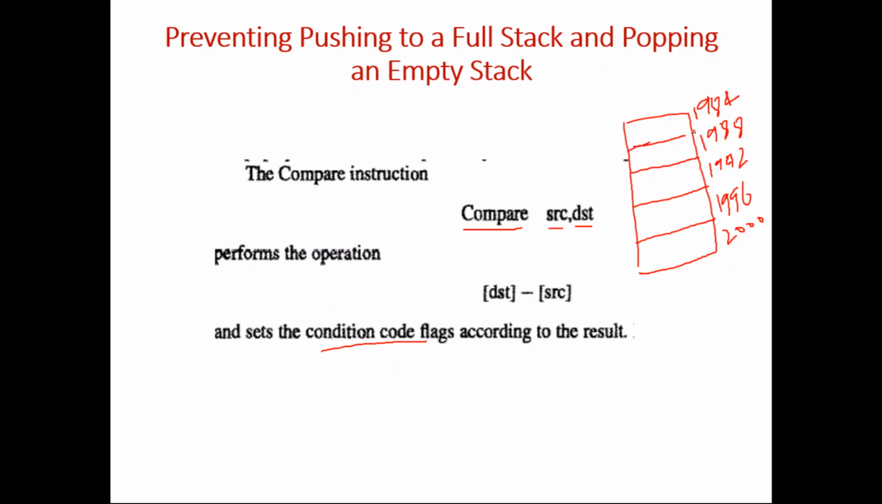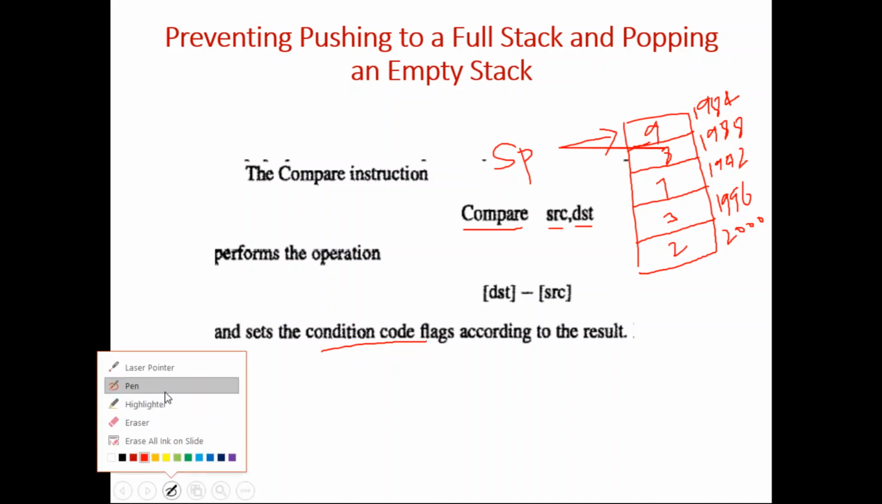So the topmost address is 1984. Assume that SP is already pointing here, to the topmost element. It means the stack is already full and all the locations are filled with some value. Say this is 2, this is 3, 7, 8, and something like 9. Some element is there in each location.